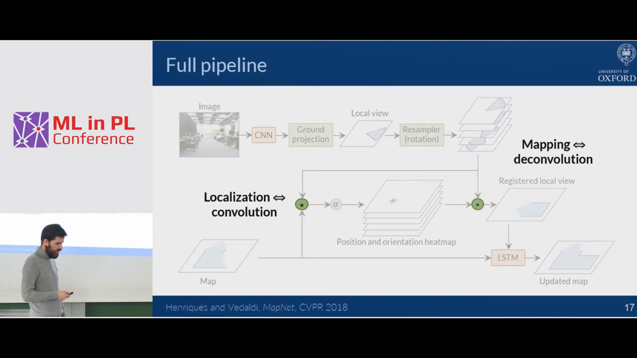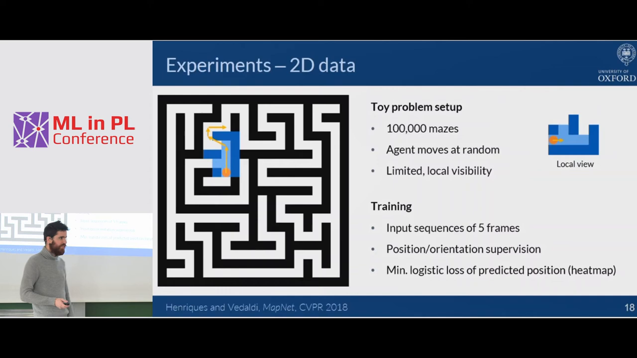So I started with some toy problems. I promise there's more interesting ones, but this is sort of a controlled setting, so we'll start with that. I just generated 100,000 mazes that look like that, and I simulated an agent that moves at random. The important thing to be able to relate to the real world, other than the fact that it's 2D, is that it's limited and has very local visibility.